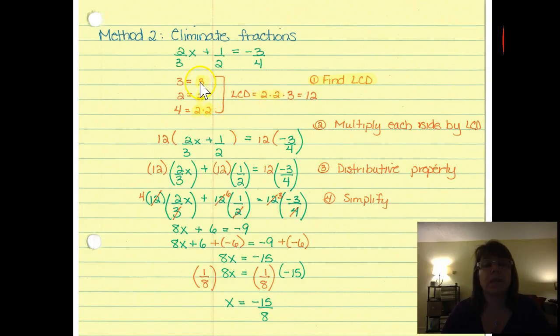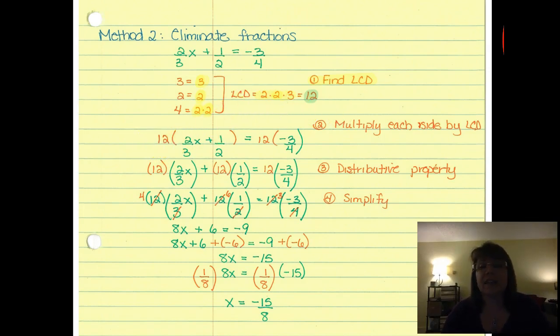And then 3, I have 1 3. Nobody else has a 3, but I have to bring this 3 along. So my LCD of 3, 2, and 4 will be 2 times 2 times 3, which equals 12. So I found my LCD of 12. Now what do I do? I multiply each side of my equation by the LCD, and I mean the whole entire side. In other words, each term gets multiplied by this 12.